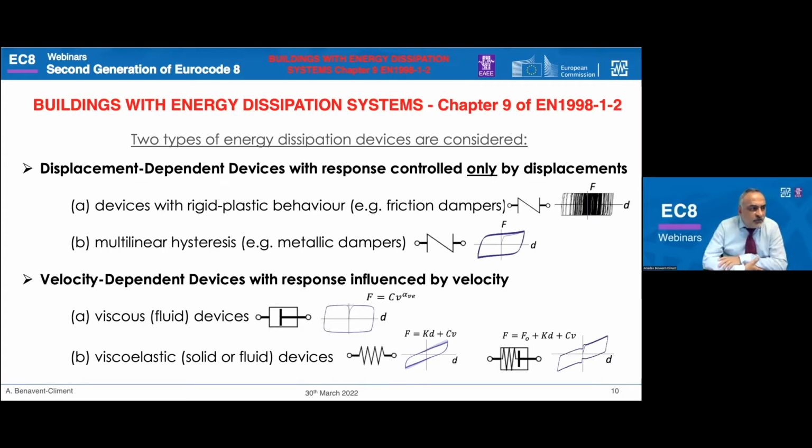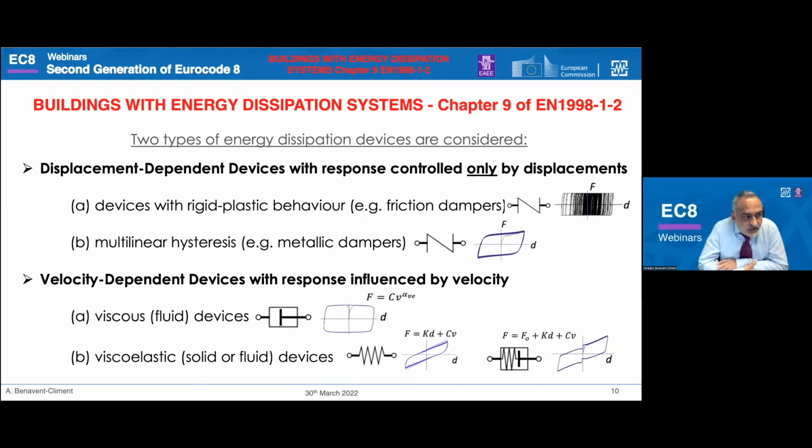Now let's continue with the verification of buildings with energy dissipation devices. This is a new topic that is not covered in the current Eurocode 8 and is addressed in chapter 9 of part 1.2. Since it is new, within the time constraints of this webinar, I am going to explain the verification of buildings with energy dissipation systems in a little more detail.